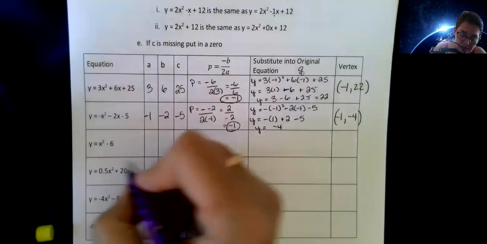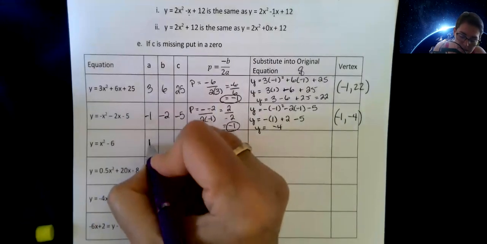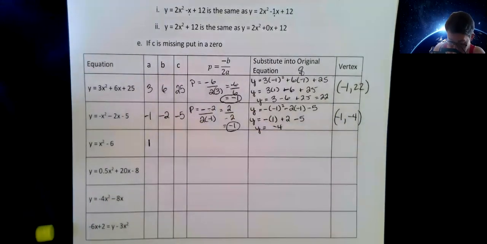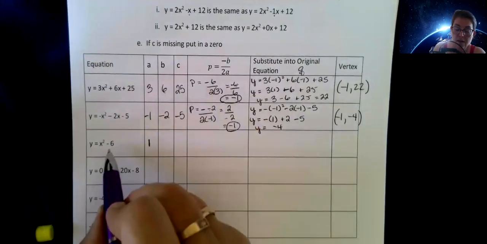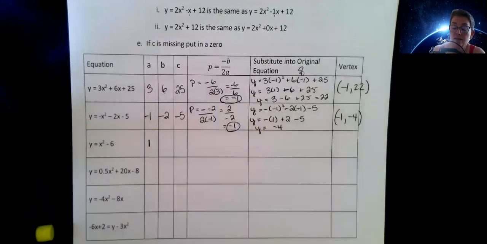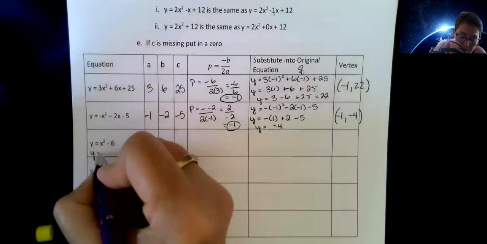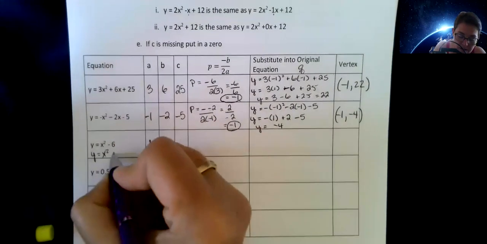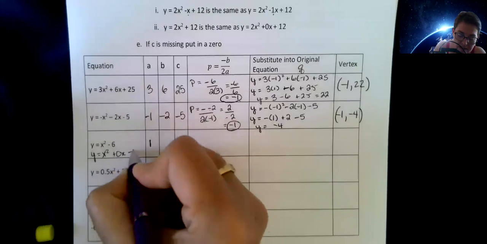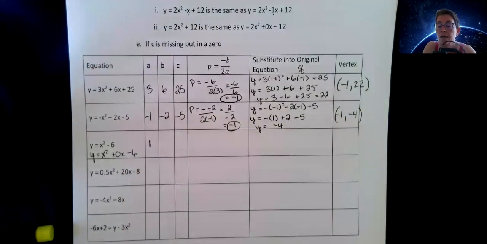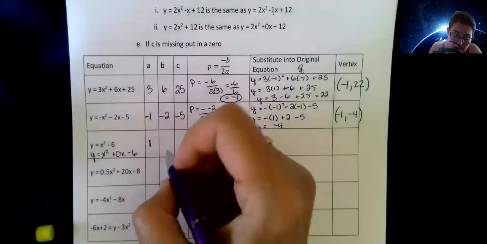All right. Now the trick is, is this a B or a C? Well, the C is always just a plain old number. So this has to be a C. So really, y is equal to x squared plus 0x minus 6. That's why I like rewriting them, because now there's no problem.